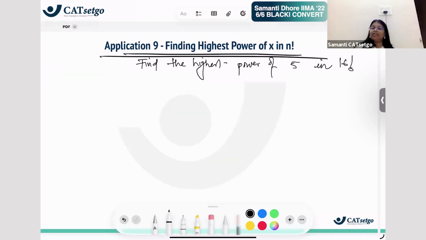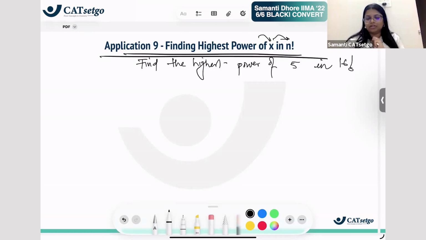And just now we were finding trailing zeros, but now the question has changed: I have to find the highest power of 5. Meaning how many 5's are there in the prime factorization of 16 factorial, right? Highest power of x in n factorial. This question has now been formed. So how do you find that? Okay, how do you find that?